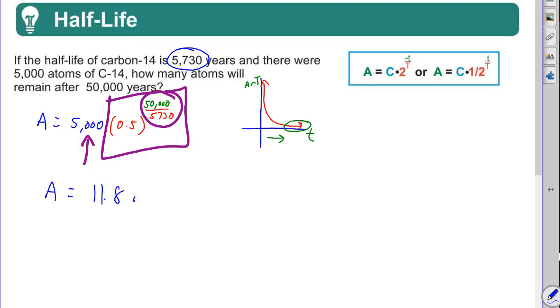11.8 atoms. That's all that would be left after 50,000 years, because you'd go through almost 20, 19, 17, something like that, half-lives of going half, half, half, half, half, 16, 17, 18 times, and so we're left with 11.8 atoms. We are definitely down at this lower end of the curve. All right, half-life, got to know the formulas, you got to know how to run them.